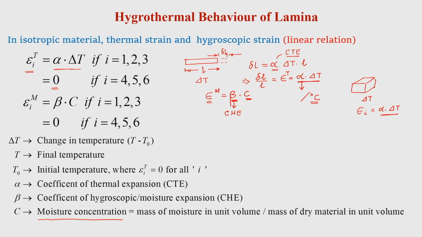Okay, because due to delta T there is no shear strain. Similarly, here also if there is moisture absorption, there will be normal strain because of this and there is no shear strain. Okay. So, alpha is the coefficient of thermal expansion, it is per degree Celsius, you may write this as millimeter per millimeter per degree Celsius, and the coefficient of hygroscopic expansion is actually unitless. Okay.